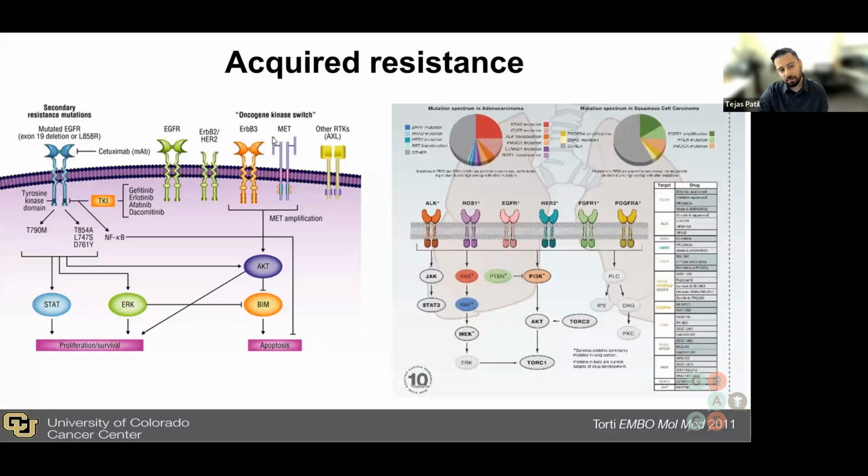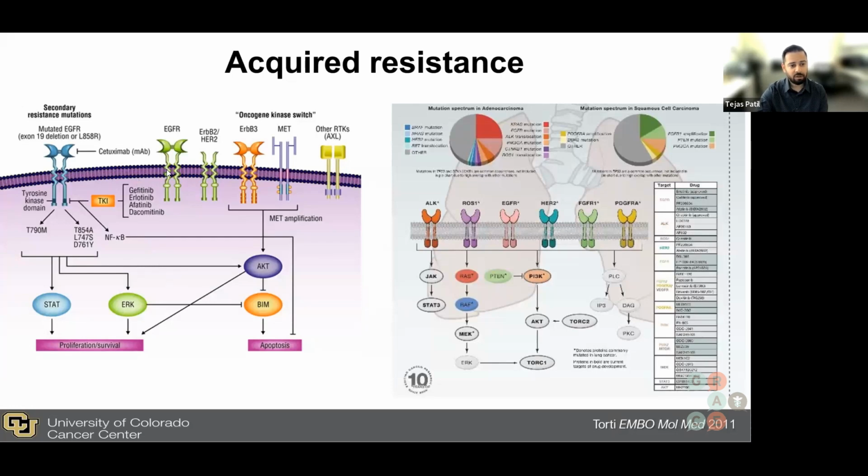The other mechanism is something called bypass signaling, or in this slide, it's called oncogene kinase switch. And the idea here is that the original oncogene, let's say in this case, EGFR, which is in the middle of this green receptor shown here, the drug is still blocking this EGFR receptor. And this mutation is not able to continue to have cancer cells grow.